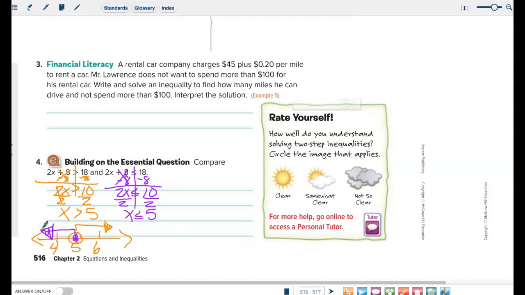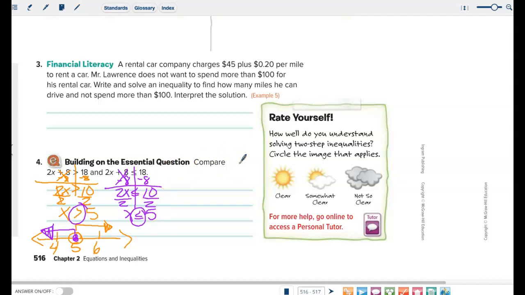So, even though they contain the same numbers, you can see that the two answers are completely different. Together, they actually make an all real numbers answer, but we'll talk about that probably next year when we get into that. But just know that even though the numbers look the same, you can get completely different answers just based off of the sign that you use. So make sure that you pay attention to those little details.